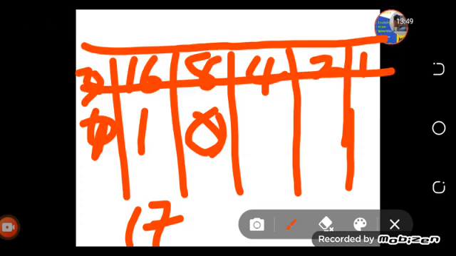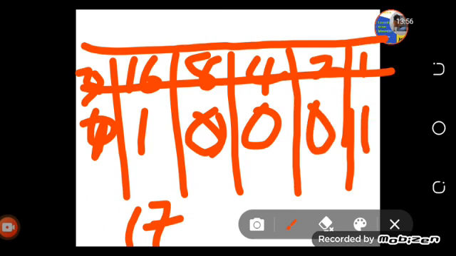Again, 4 can never go. I add 0. 2 can never go. I add 0. The next thing that will go is 1. Look at it. 16 plus 1 is 17. So the binary formation of 17 is 10001. It's as simple as that.